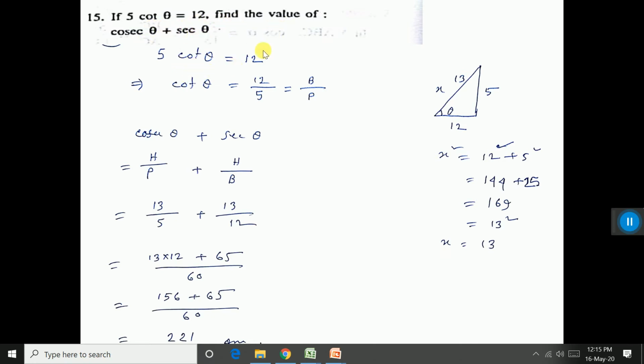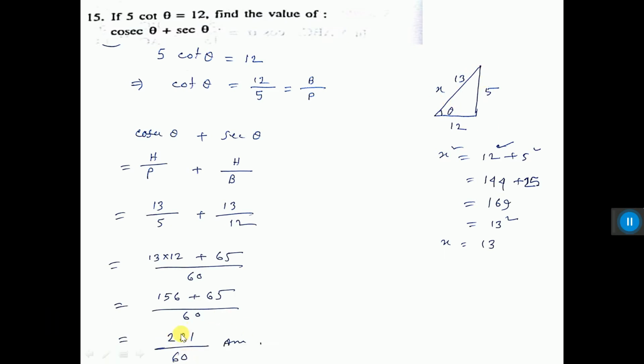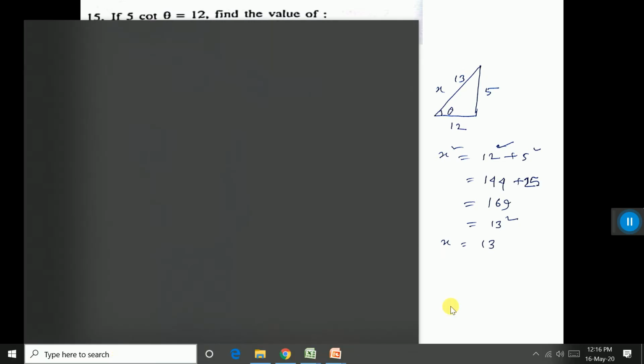So cot theta equals 12 by 5, that is cot theta is base by perpendicular. So base is 12 and perpendicular is 5. If you consider this one, then x square equals 12 square plus 5 square. After calculation you will get 13. Now you have got base, perpendicular and hypotenuse.